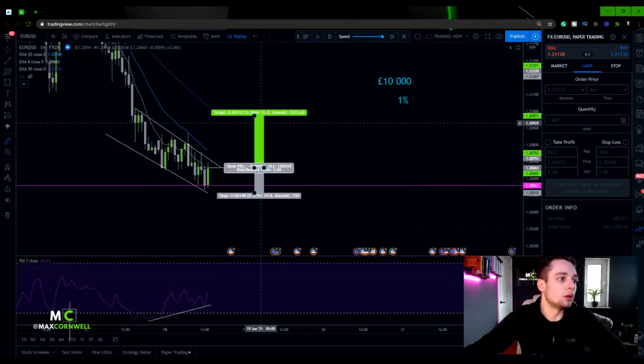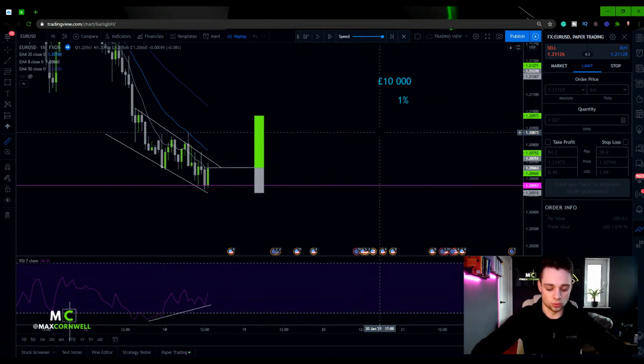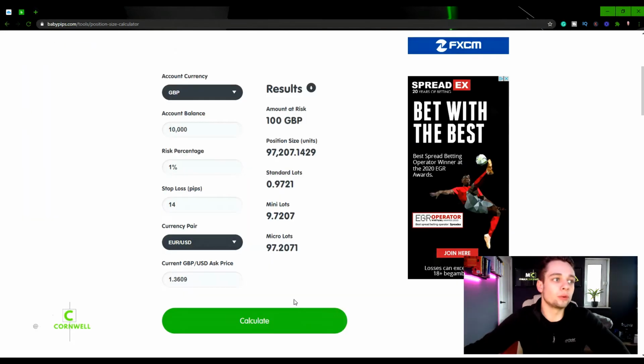So pound dollar, again we've got to make sure we're on the right currency pair. If we go to pound USD, we can see the current ask price is 136.09. Calculate, and then it's going to give us some metrics down the right hand side. Our amount at risk is going to be £100. £100 out of our 10 grand account is 1%.